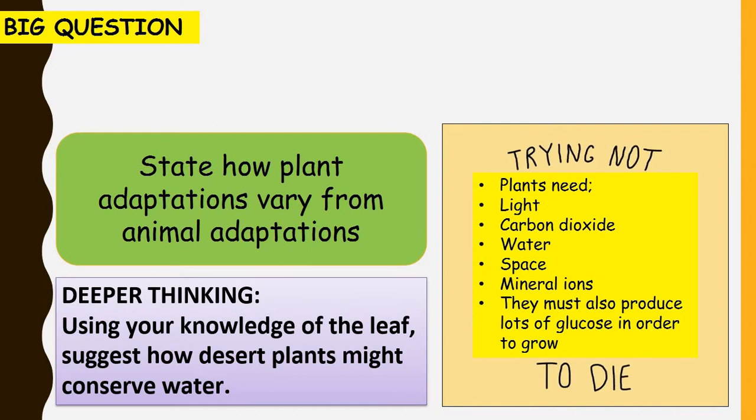So using your knowledge of the leaf, suggest how desert plants might conserve water. Now, of course, if we think about different environments, and we think about the rainforest, for example, there'll be lots of broad leaves because of the humidity in that environment. And so that will affect how much water is lost. A very large surface area of a leaf will be able to lose the water and control it through the leaf. However, in very dry conditions where plants need to retain water because the availability of water is very sparse, then broad leaves would be a very poor adaptation to have in the desert.